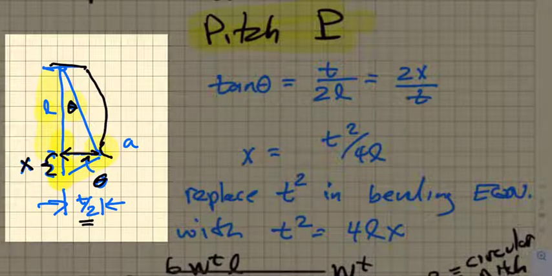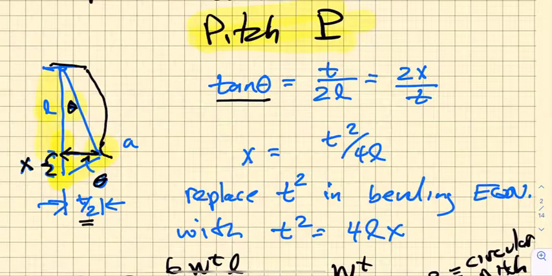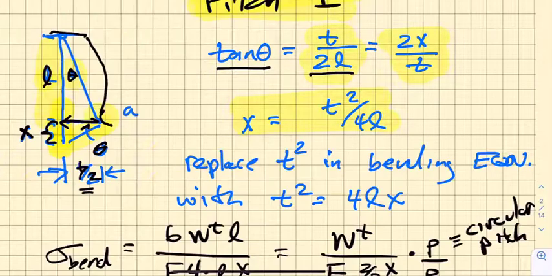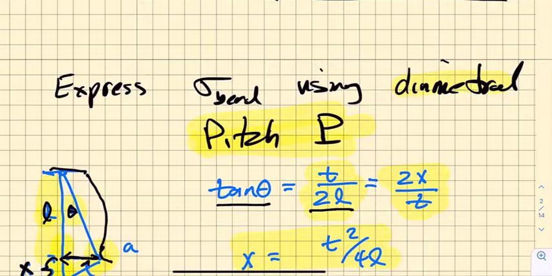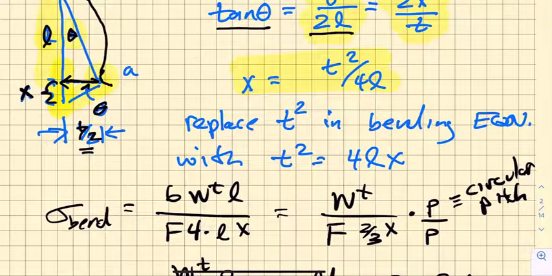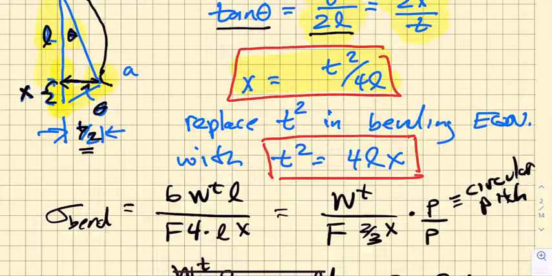Well, we're just doing some finagling here. So the tangent of theta is going to be equal to t over 2 divided by L, and it's also true that the tangent of theta is going to be equal to x divided by t over 2. So we have that, and so x is equal to t squared divided by 4L. And we are going to go up and replace this t squared in the bending equation with a value that we get from this equation right here. And so we're going to let t squared equal 4Lx. We plug it into that bending stress equation and we get this term right here.